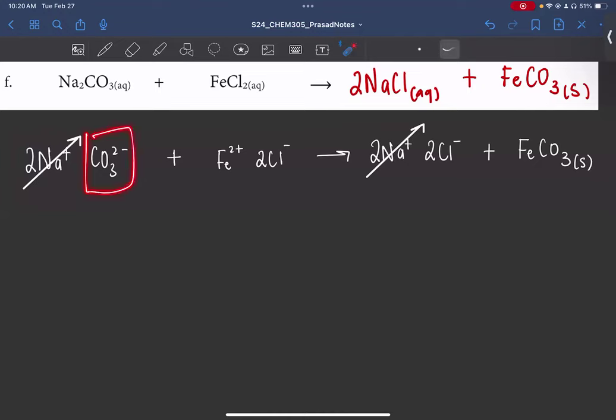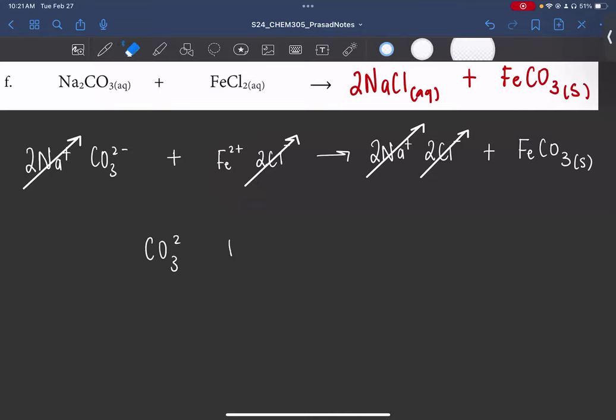The carbonate starts charged aqueous. It's solid in the product. It does change. It is left alone. Iron starts off charged aqueous. It ends up as part of a solid. There is a change. You leave it alone. In the case of chlorine, chlorine starts charged and remains charged. It is a spectator ion, therefore it is deleted. The net ionic equation is therefore CO3 2- plus Fe2+, and that gives us iron carbonate.